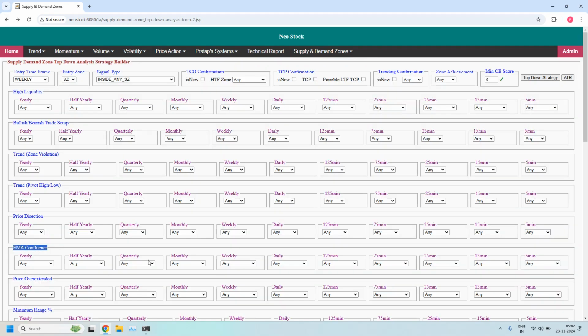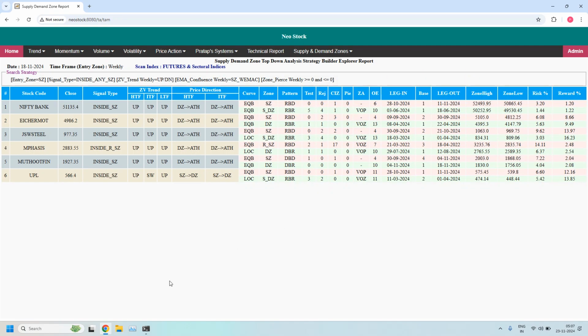EMA Confluence, weekly time frame, weekly supply zone having weekly EMA Confluence. It should be only in the trending market, either up or down trend. So in the zone violation trend, weekly time frame, I am selecting up or down trend. Now let's filter. Now we got 6 stocks. In all these 6 stocks, trend is up, the supply zones. So that means counter trend trade setups, we can plan these supply zones.